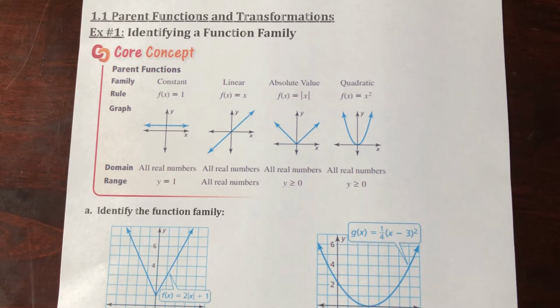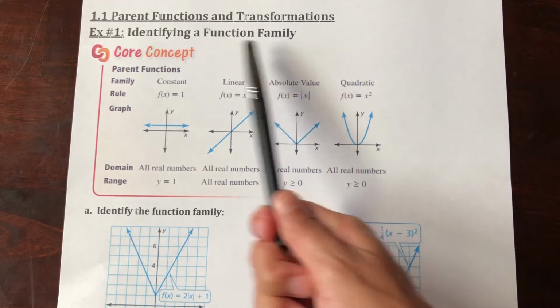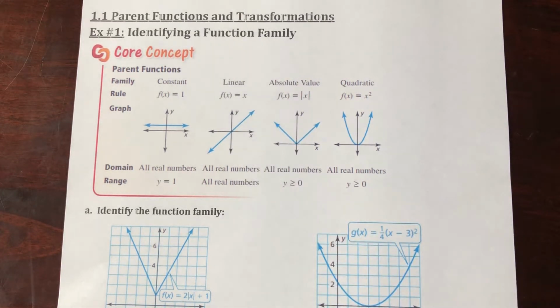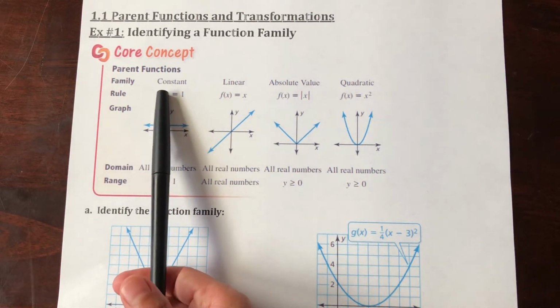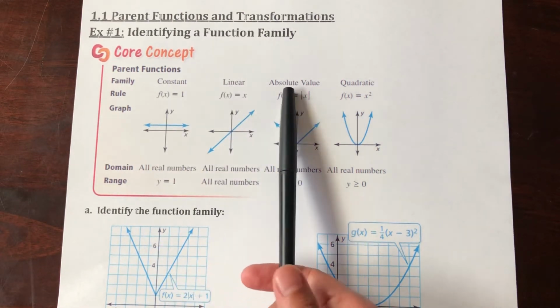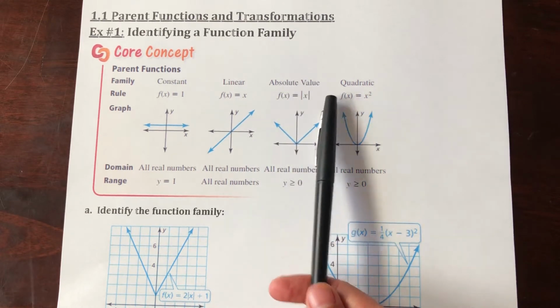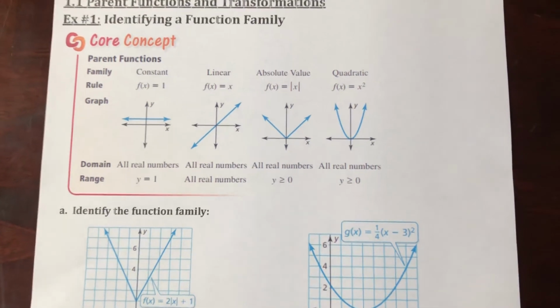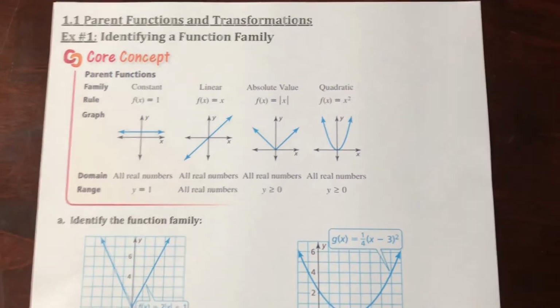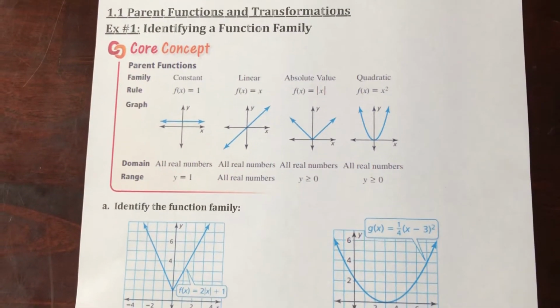First of all, we're going to just identify function families. In algebra, we study many different types of functions. Here you have 4 functions, and they're parent functions. So we have constant, linear, absolute value, and quadratic. The parent function of a graph is the simplest form of a function.